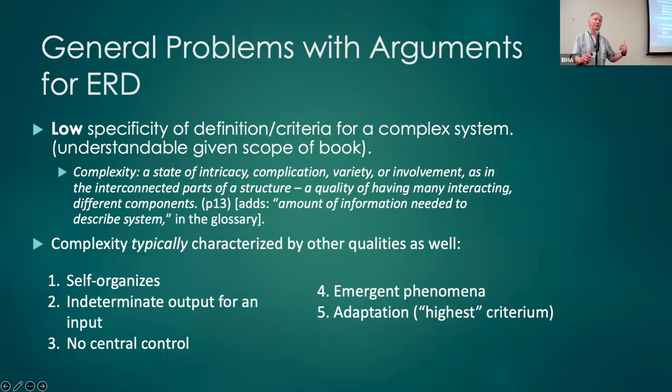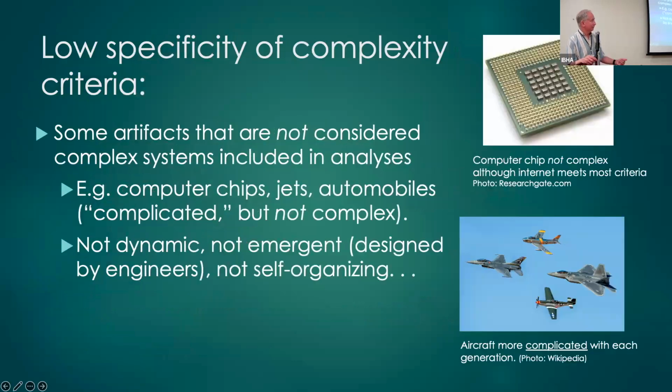However, again, complexity is usually defined by a number, at least, of characteristics. And the fewer characteristics you require a system to have, the less specific. It's an increase in sensitivity, it's a trade-off, but you're less specific. So now you end up including things like jets and computer chips, which again are not complex systems by just about anybody's definition. Jets, they're not emergent. Engineers design them, they know what they're going to do. They're not indeterminate. Pilots know when they do this, it's going to go up or down or whatever. They can control it. And they're not self-organizing and so forth. Same with the computer chip.